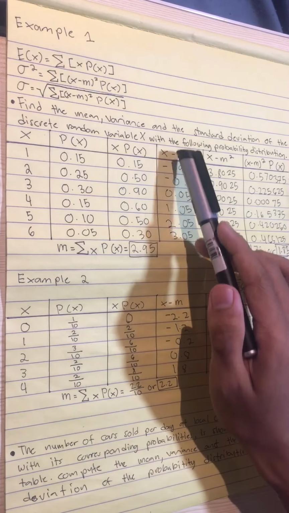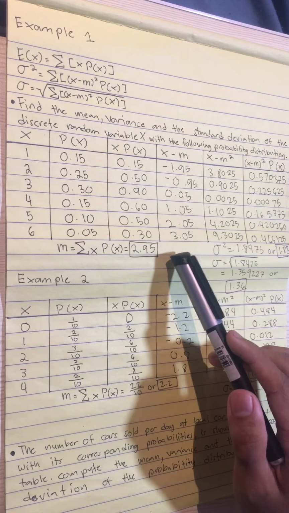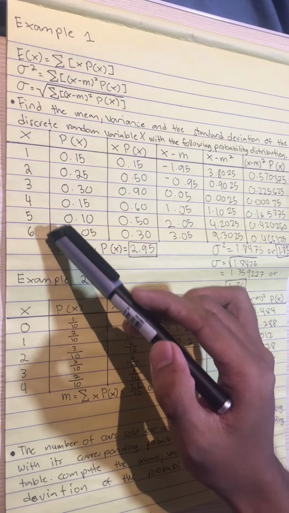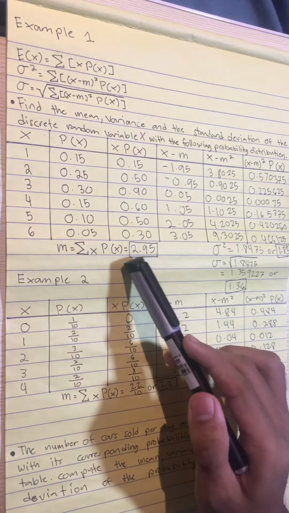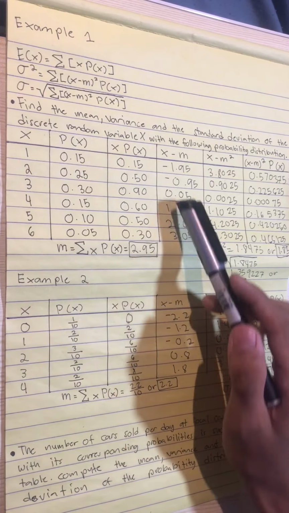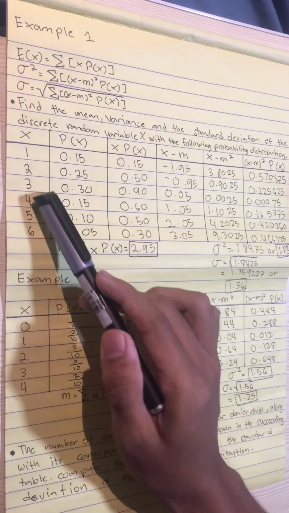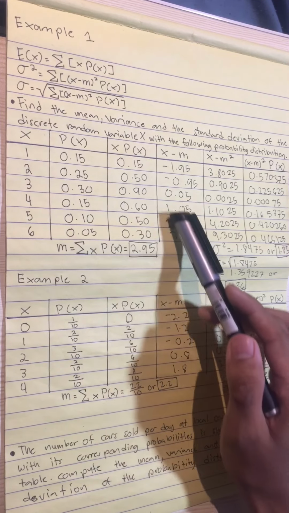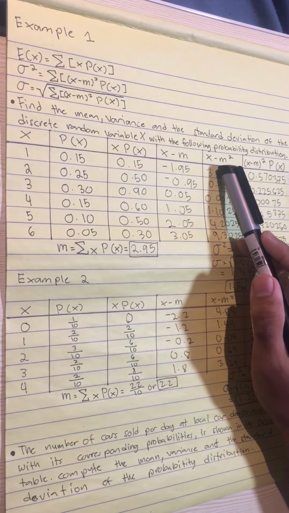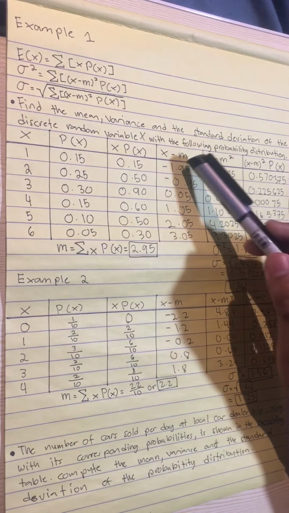In this column, x minus mean, for us to get this, we need to subtract the value of the mean from the value of the x column. So 1 minus 2.95 is negative 1.95. 2 minus 2.95 is negative 0.95. 3 minus 2.95 is 0.05, and so on and so forth. And the next column, (x minus mean) squared, you just need to square each value in this column.